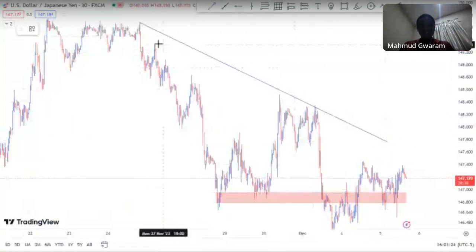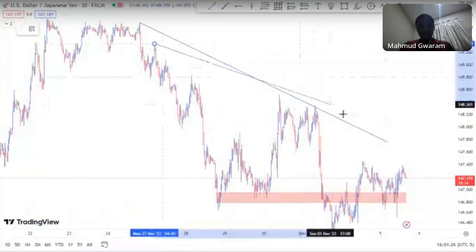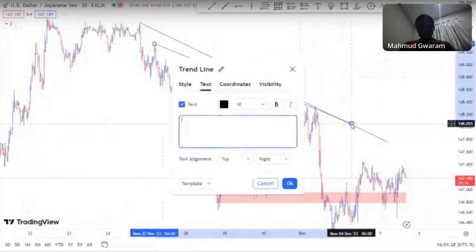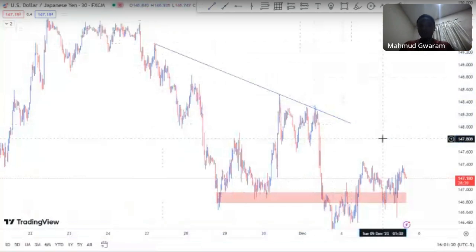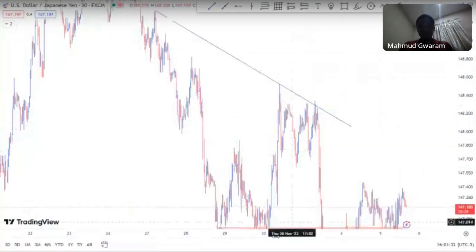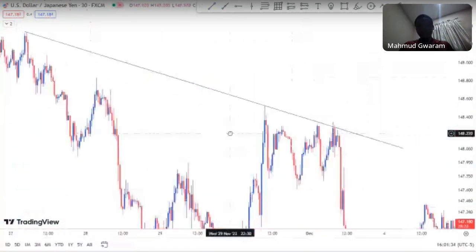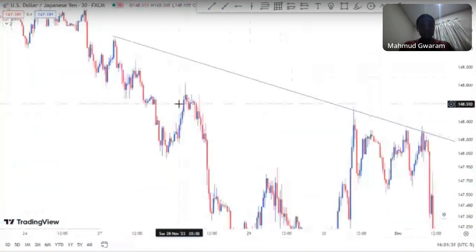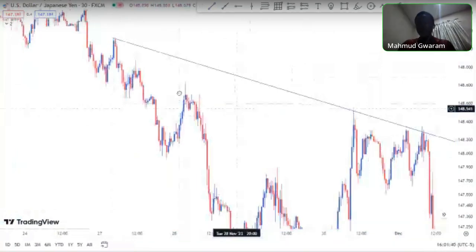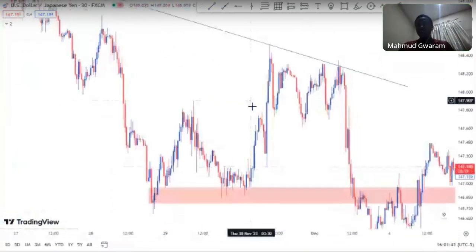No, I don't think that's the perfect one. I think that's the perfect one. You can see this is the perfect trend line. I'm showing you what the market did today. I'm trying to analyze just what the market did today.